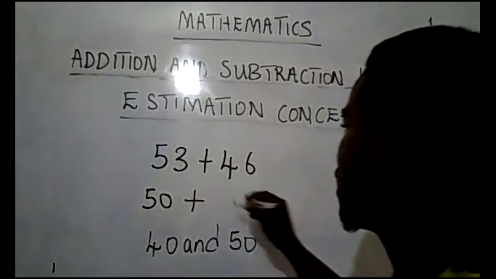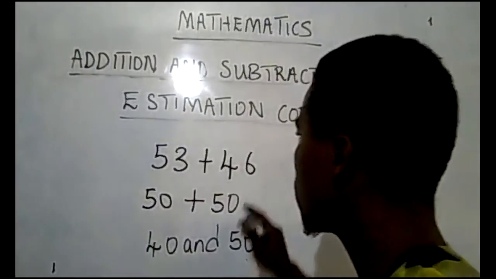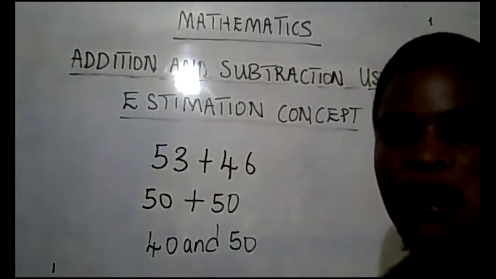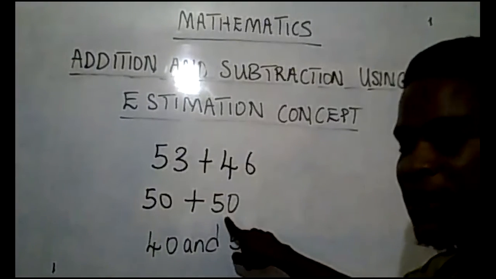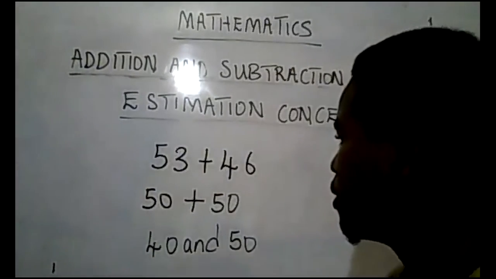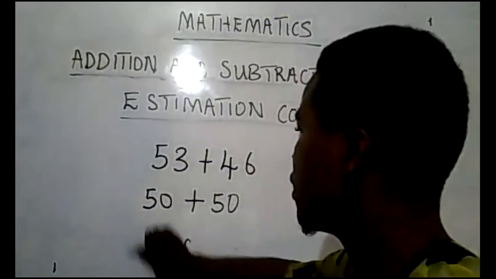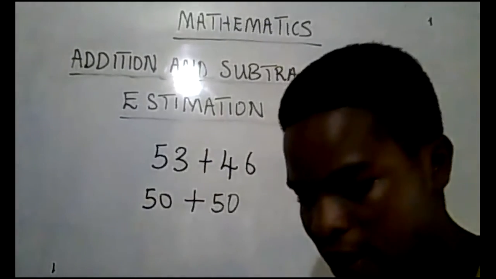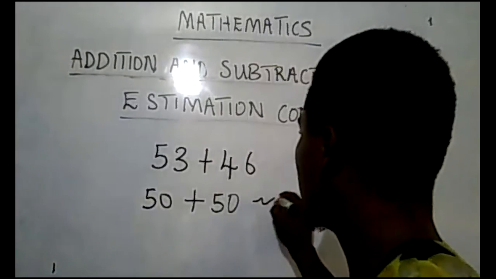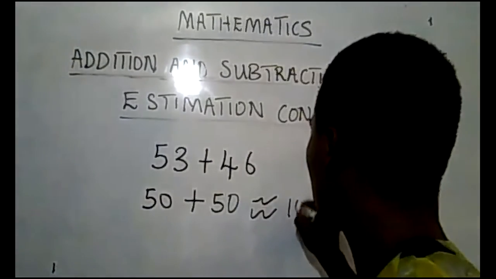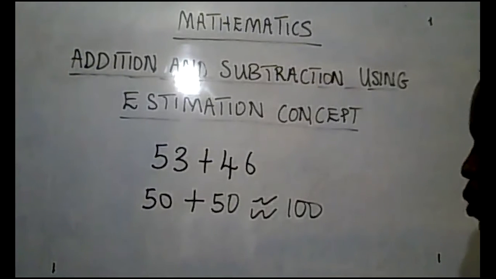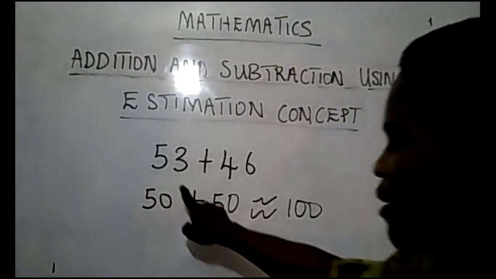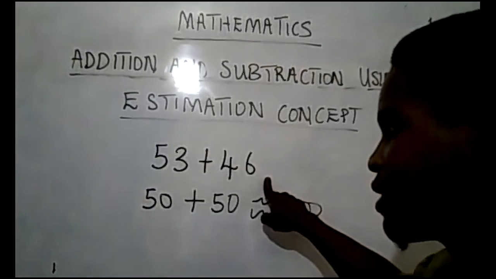So, which is giving us what? 50. So, 46 can be rounded up to 50, which will give us 50 plus 50. And your approximated answer will be approximately what? 100. Are we getting what we are doing? Hope you are getting what we are doing here. Do not forget the question says 53 plus 46.